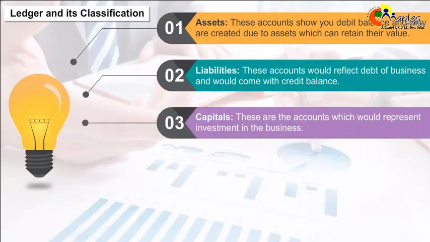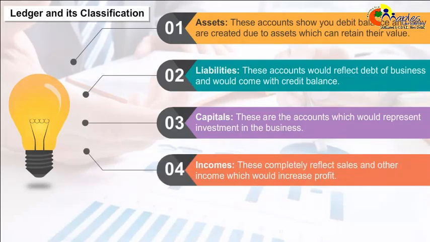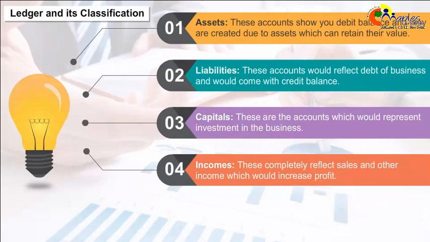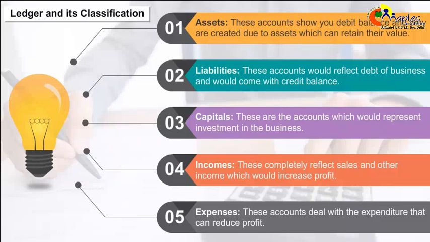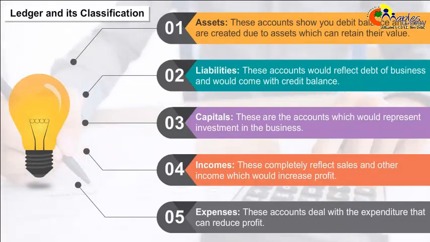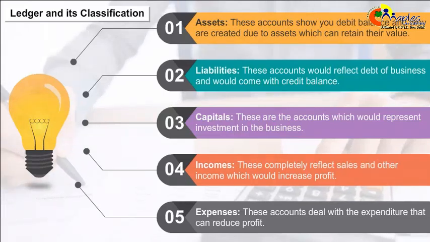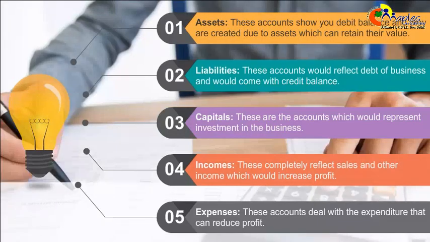3. Capitals. These are the accounts which represent investment in the business. 4. Incomes. These reflect sales and other income which would increase profit. They show a credit balance and are credited to the profit and loss account. 5. Expenses. These accounts deal with expenditure that can reduce profit. They show a debit balance and are debited to the profit and loss account.